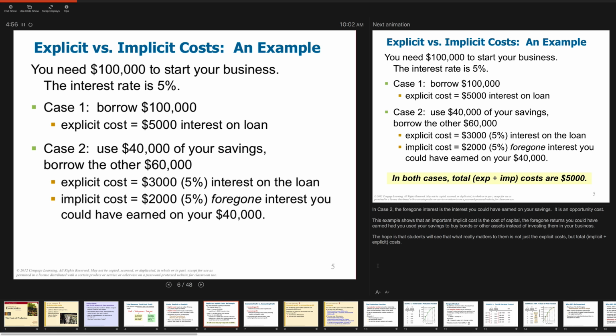Total cost is equal. But you can't leave out the implicit cost and say, oh, it's better for me to only borrow $60,000 because then it's only costing me $3,000, because it's still costing you $5,000. Got it?